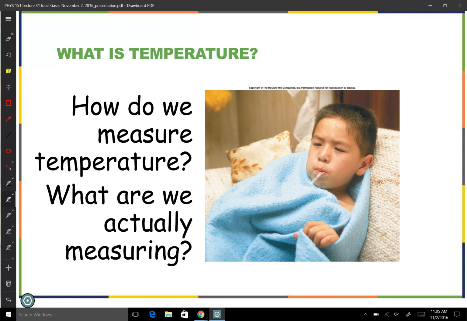That's why you can't just stick it in, take it out, and say, my body temperature must be 72 degrees Fahrenheit, right? You got to stick it in there and leave it for a while. So we're measuring the temperature of the thermometer and letting it reach what we call thermal equilibrium.